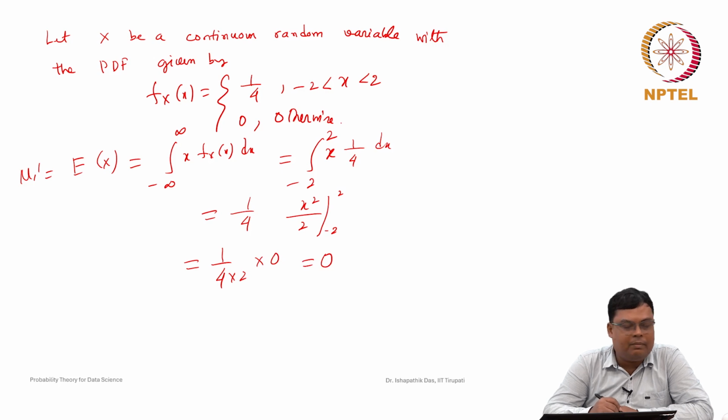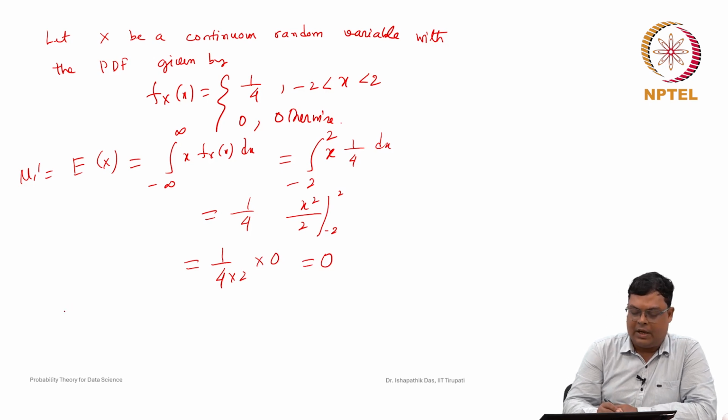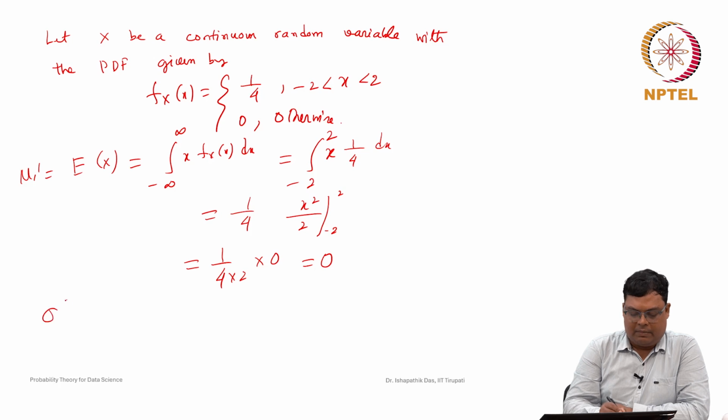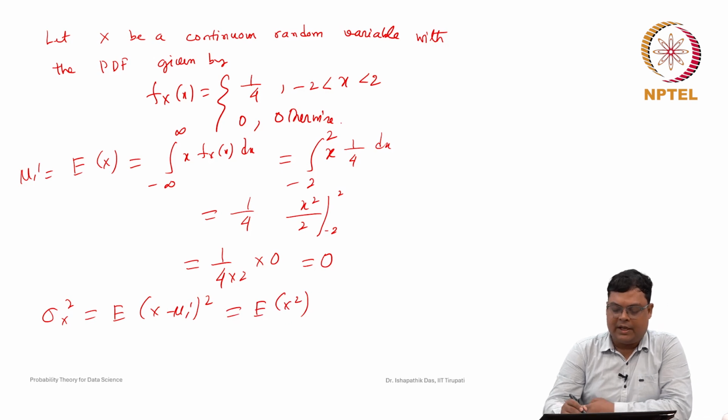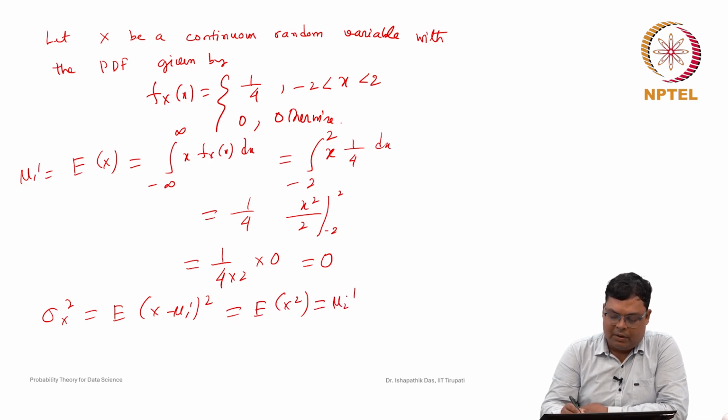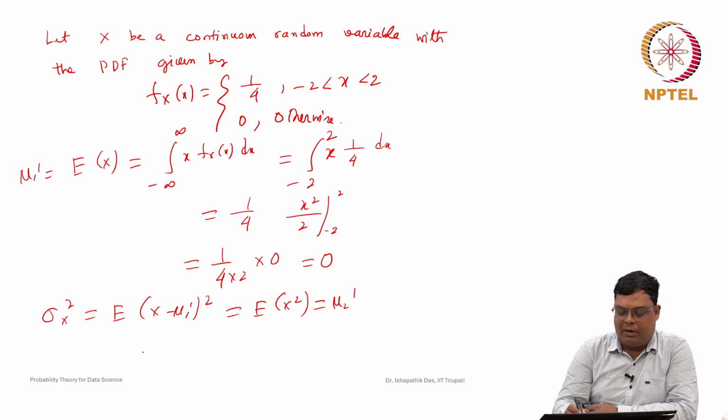So, now how to find the variance? The variance, sigma square, is nothing but the expectation of x minus mu1 dash whole square. Because mu1 dash is 0, it is nothing but the expectation of x square only. So, that is why we have to find the second order moment only. This is nothing but mu2 dash. If we can find mu2 dash, then we can find the variance. So, what is mu2 dash?